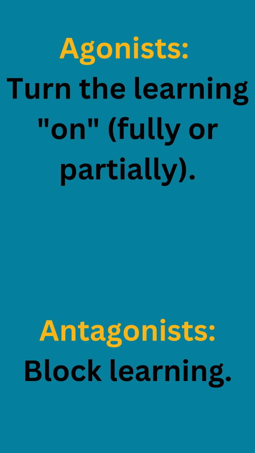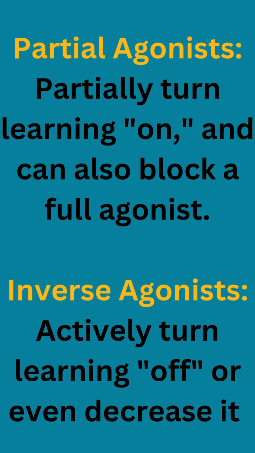Agonists turn the learning on, fully or partially. Antagonists block learning. Partial agonists partially turn learning on, and can also block a full agonist. Inverse agonists actively turn learning off or even decrease it.